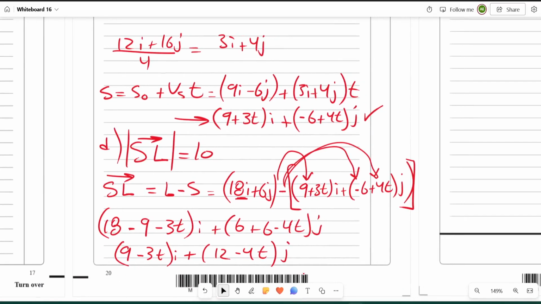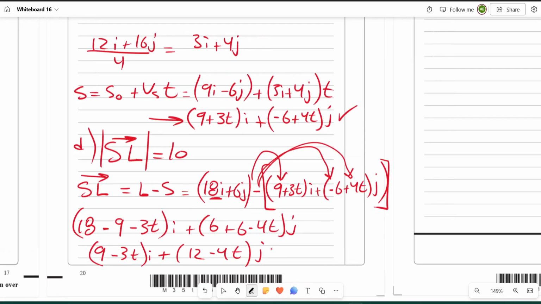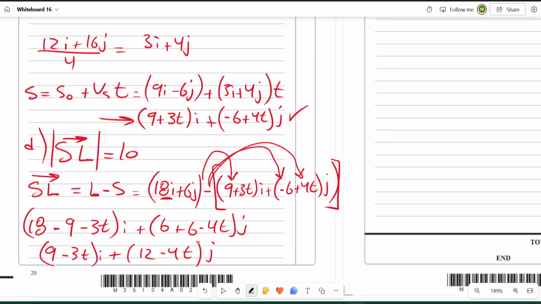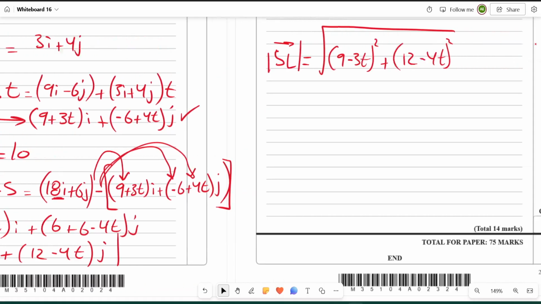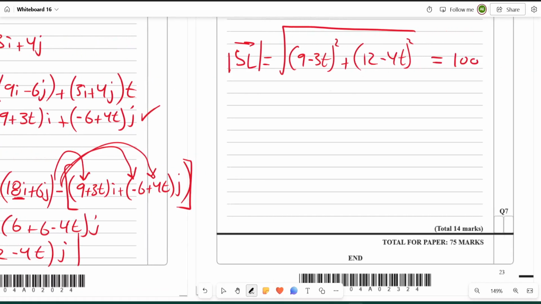This is the vector which shows the distance of S to L with respect to time, or at a specific time. So I know that I want to find the times where the distance is 10. So I need to find where the magnitude of this vector equals 10. So the magnitude of SL is going to equal the square root of 9 minus 3t, which is the i component, squared, plus the j component squared, right? And I need to know when this is going to equal 10 kilometers. So I'm going to square both sides.